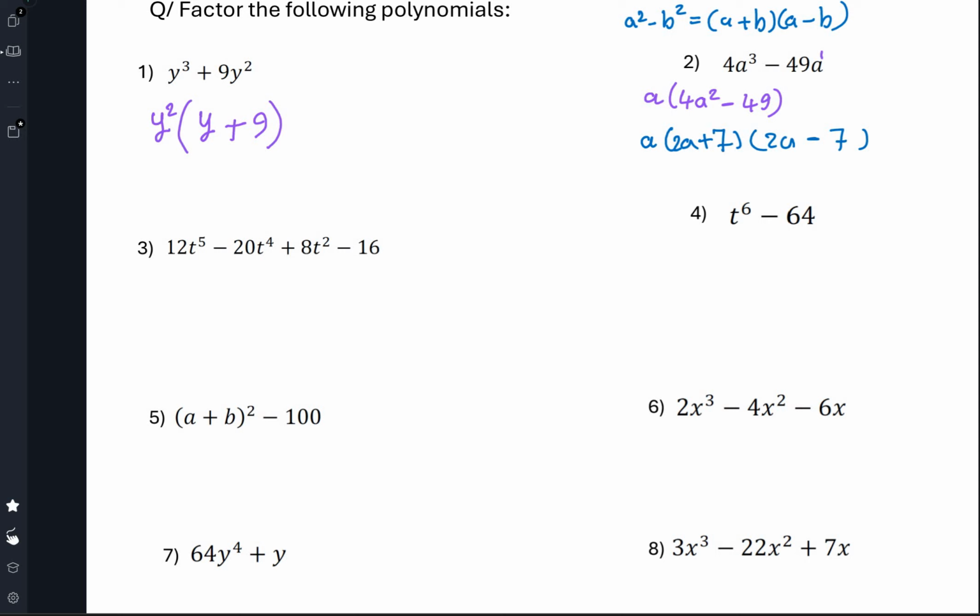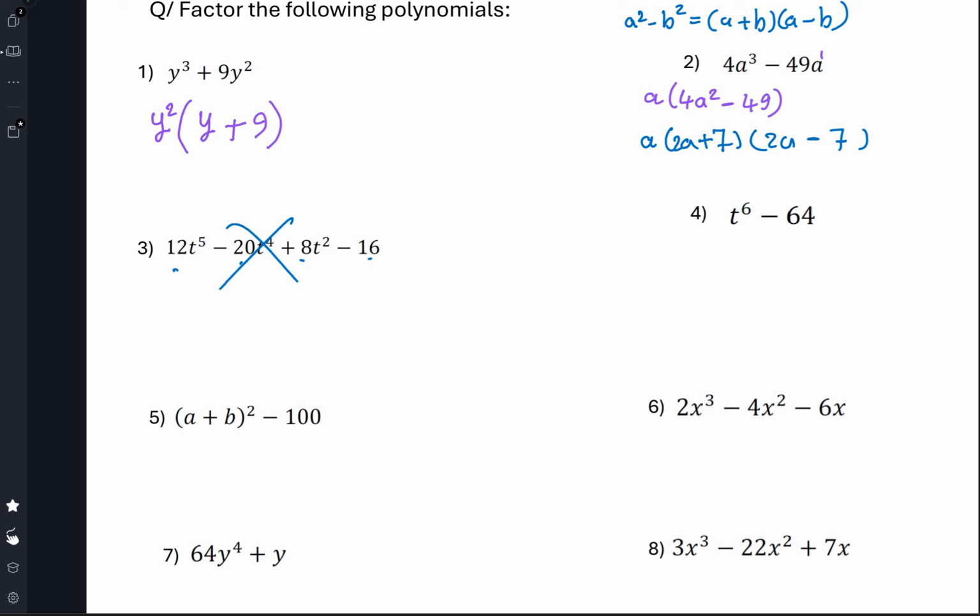About question 3, students, this has 4 terms. I usually taught you to do grouping, but in this question we cannot do grouping. So the only factoring for this question is to factor 4, because all of them are divisible by 4. And 16 doesn't have t, so you can factor 4 or leave this question, okay? Don't solve it.